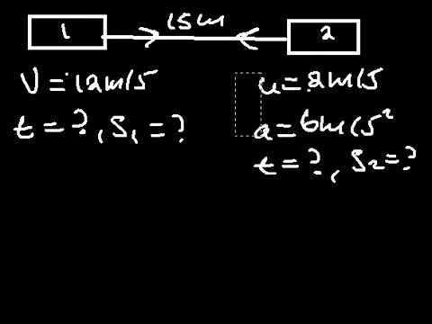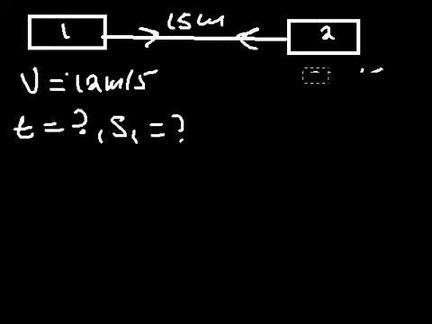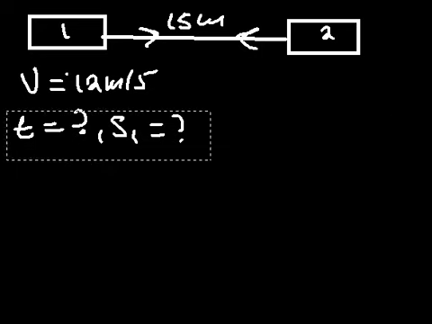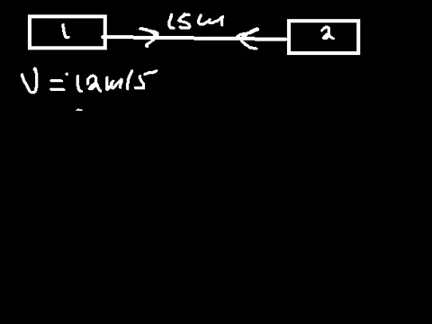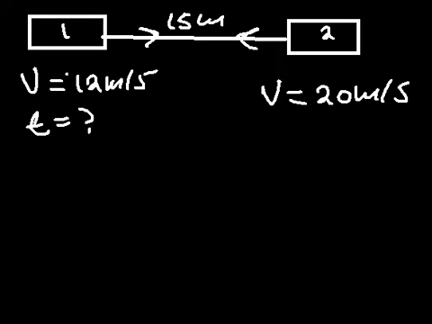And how about if both are moving at a constant speed? Let's say both objects are moving at a constant speed. What is the principle behind it? The principle will be the same as well. Let's say this one is moving at a constant speed of 20 meters per second. We don't know the time taken, and we don't know the displacements S1 and S2.